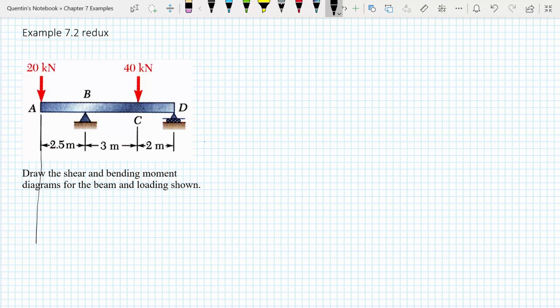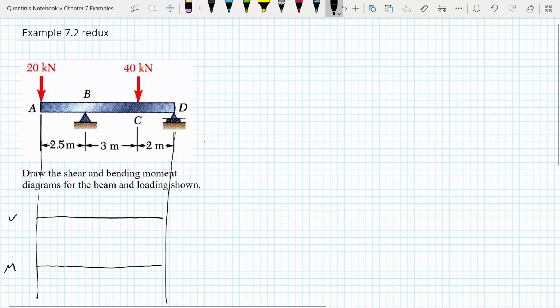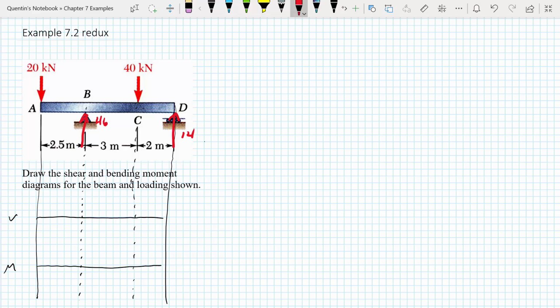So here, let's come in here. I'm just going to extend these lines down to here, just to make life a little bit easier. So here's my V, my shear, and here's my bending moment. Okay, and then just as some points of reference, there, and there. Okay, and from when we did this before, we learned that this is 46 and this is 14. I'm going to draw that down here where we can see it nice and clearly.